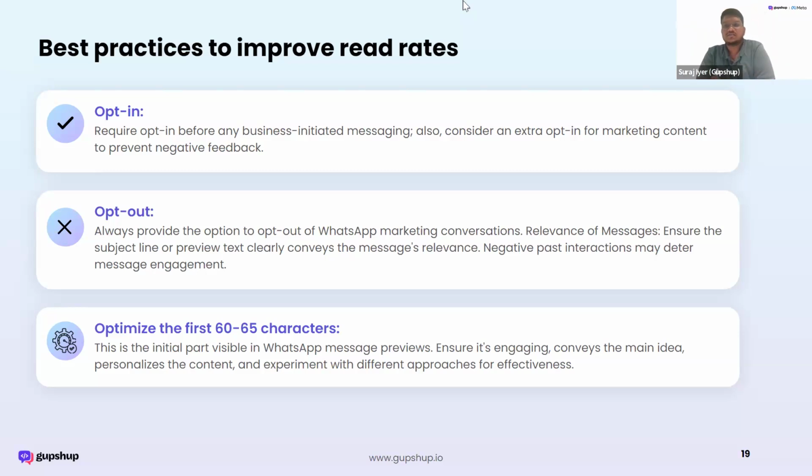Also, this is something that we have noticed, that optimizing your first 50 to 60 characters is very important, because that is what shows up in the notification center of a mobile phone. And that's when the user will actually click on it and open it. So optimizing the first 50 to 60 characters is very important. If you are sending media-based messages, the image quality should convey the message so that the user opens the message itself.